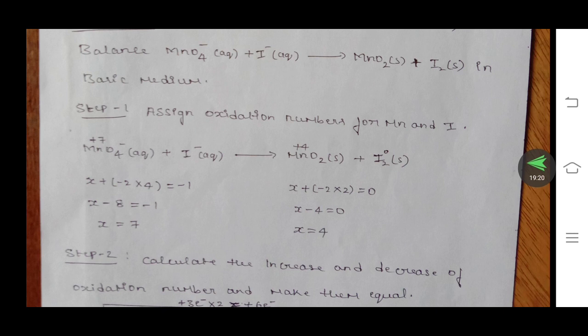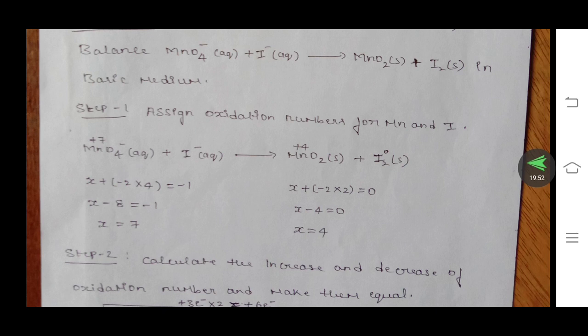So x minus 8 equal to minus 1, x equal to 7. So the oxidation number of manganese is 7. Similarly, I minus is already minus 1, so no need to find it out. On the right side, MnO2, you have to find out for Mn. So x plus minus 2 into 2 equal to 0, x minus 4 equal to 0. So x is equal to 4, that is plus 4.